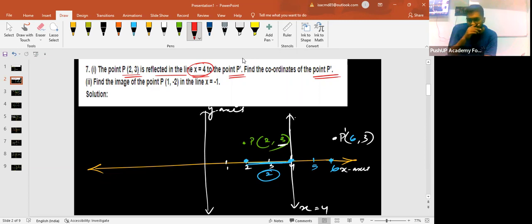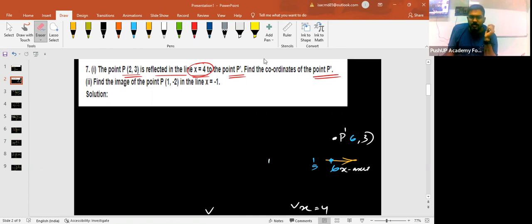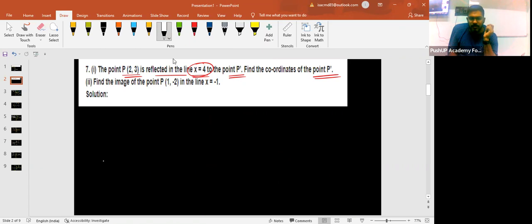Let's do the second question. They are asking us to find the image of point P (1, -2) reflected in the line x is equal to -1. The concept is clear for everyone? Let's do the next one. This time you have to reflect it through a line which is x is equal to -1.